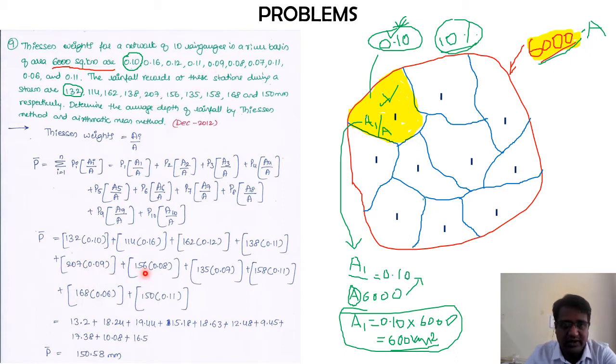Next it is 156 into 0.08, 135 into 0.07, 158 into 0.11, 168 into 0.06, and 150 into 0.11. If you put all these together and substitute them into the formula and calculate, ultimately you will get the P average value as 150.58 mm. This is going to be the mean precipitation over the entire area.